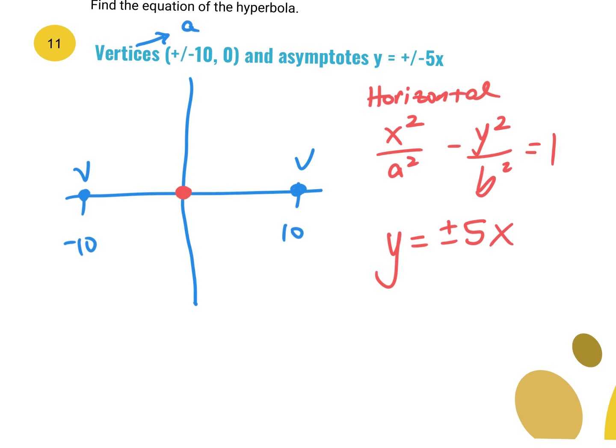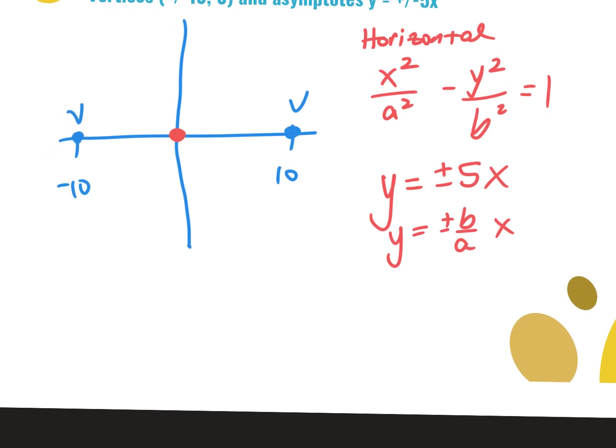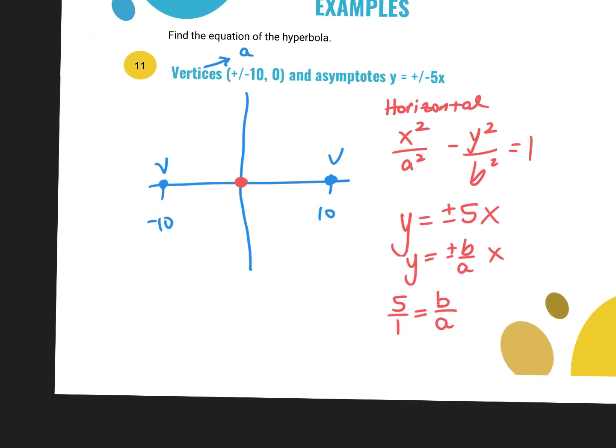What do I know, ladies and gents? What do I know my horizontal asymptote is? Tell me again. B over A. Okay, so what can I set equal to each other? 5 over 1 equals B over A. Okay, hold on a second. Does B just equal 5? No.